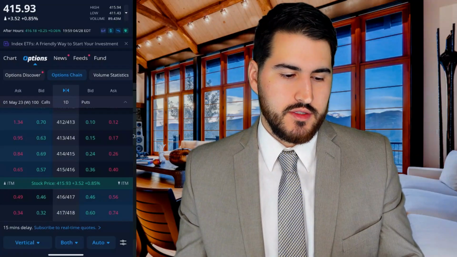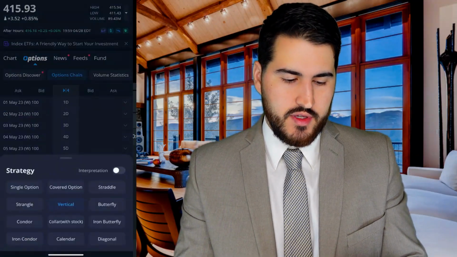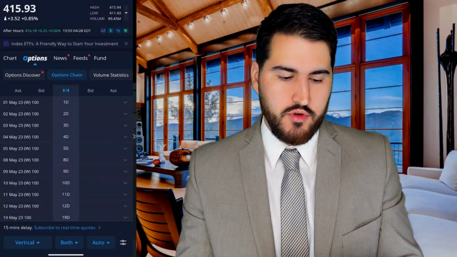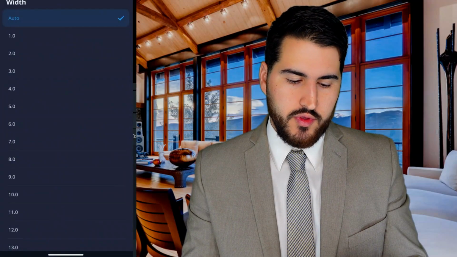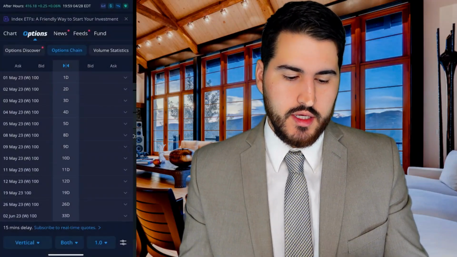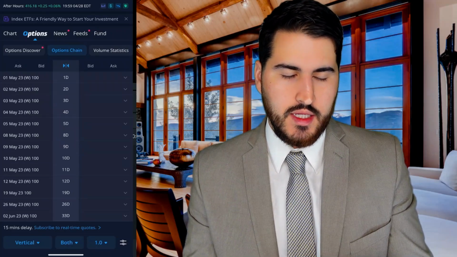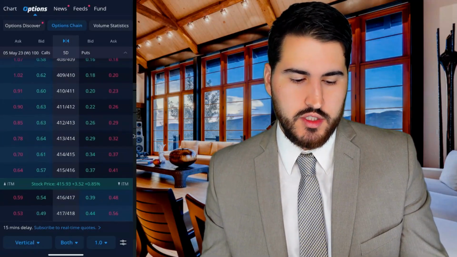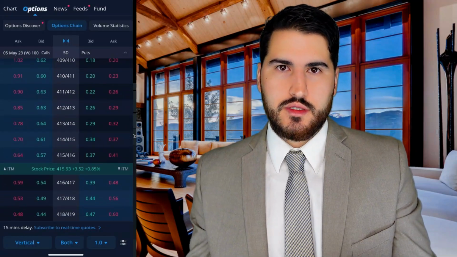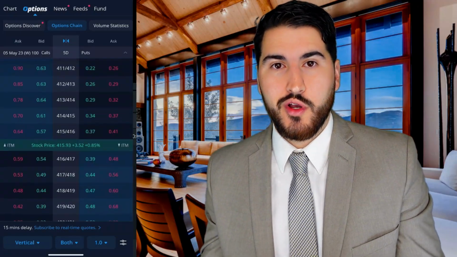So let's dive into the options chain and take a look at this. So if you click on options, the setup that we're going to have is you're going to go from single option to vertical on your strategy down below. You're going to click on both, and then you're going to go to auto, and you're going to click that to 1. So we're going to be looking at $1 spreads. And let's go for end of week, so May 5th. That's the Friday expiration. And let's look at this. So there's 2 different ways you can play this. You can do a call credit spread or a put credit spread.